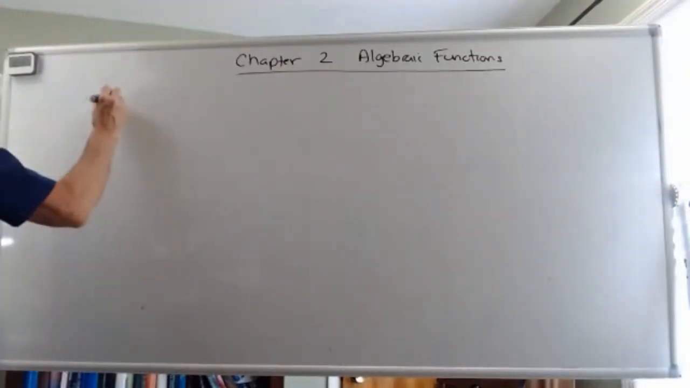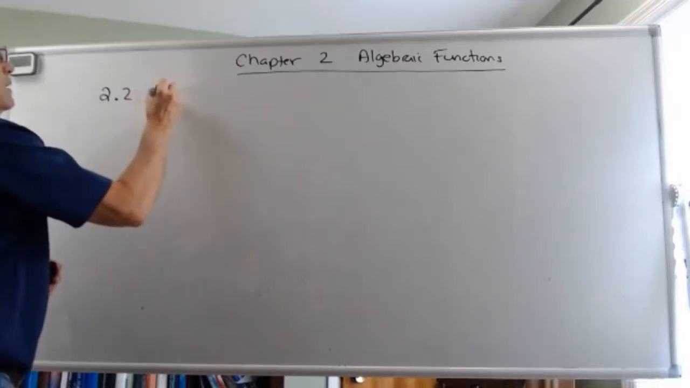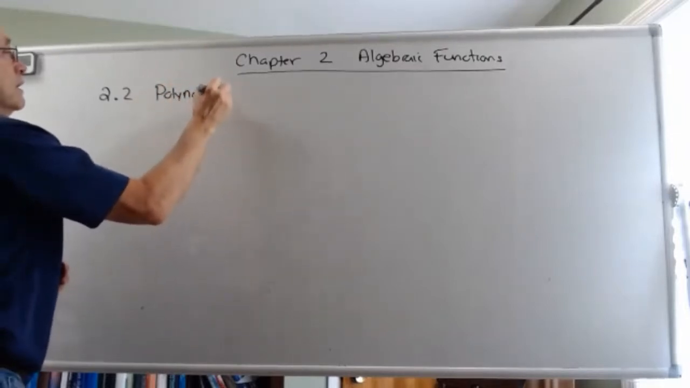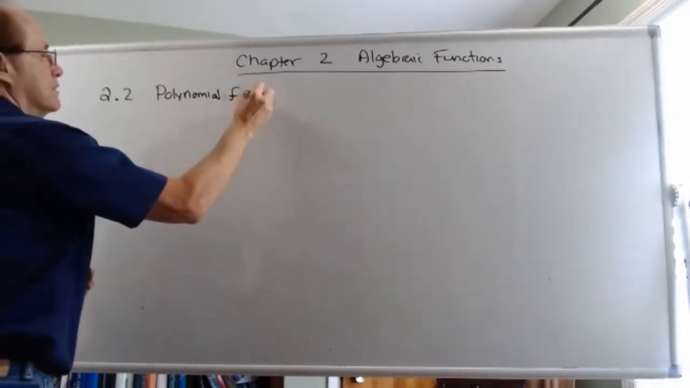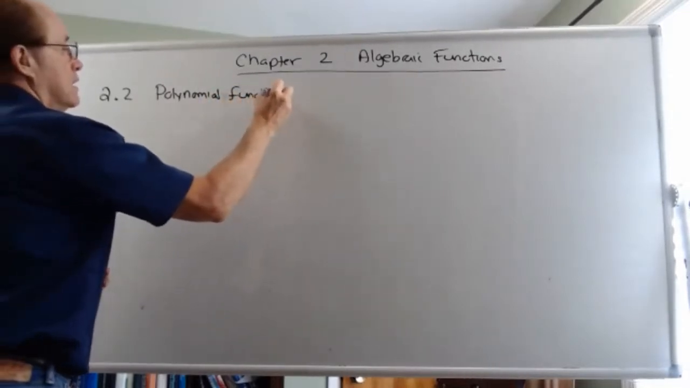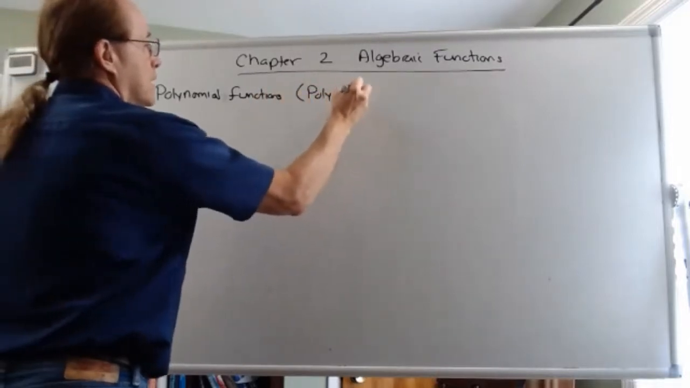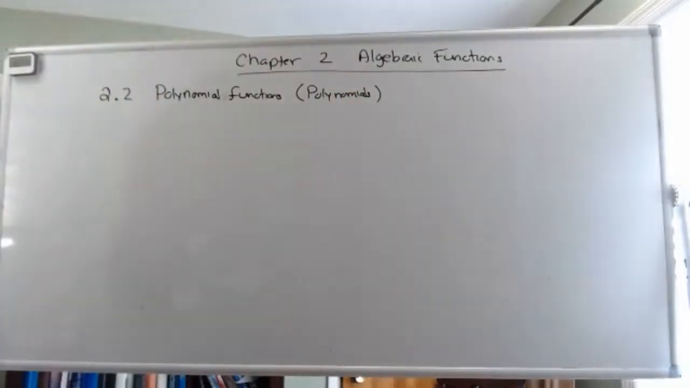But that will lead us to 2.2, which is all about polynomial functions. Well, sometimes we just call them polynomials. We say polynomials. Now, all they are is just a sum of the various power function terms multiplied by constants.